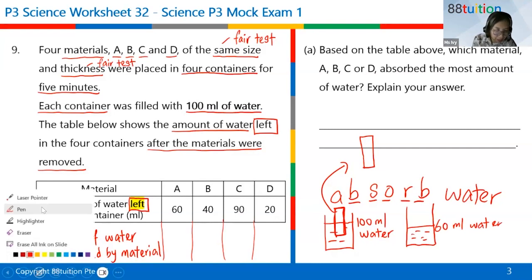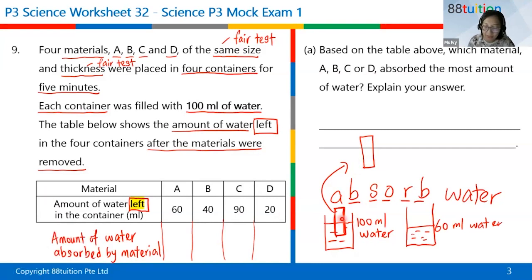So can you tell me how much water is absorbed by this material? At first, I have 100 ml of water. Then after that, I put in this material. This material absorbs some water. All right, so some water goes inside the material. Then I take out the material. Then the amount of water drops to 60 ml. So how much water was absorbed by this material A?